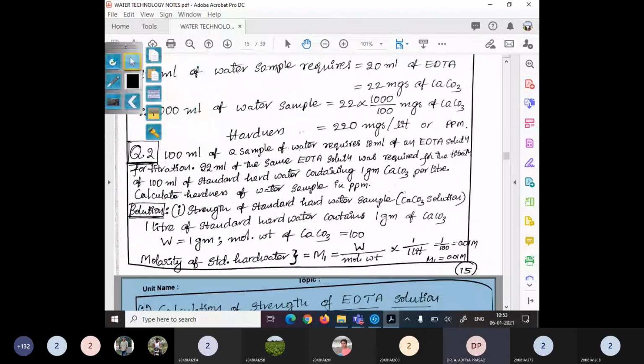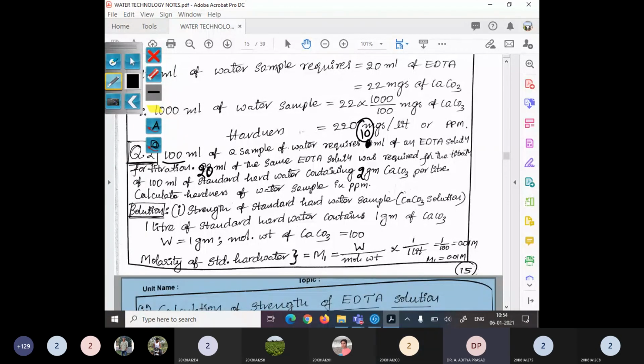Here I'm just changing small values. Same as before, 100 ml of water sample requires 10 ml of EDTA. And 20 ml of the same EDTA solution is required for 100 ml of standard water. Let us consider it as 2 grams of calcium carbonate per liter. Now do the problem.